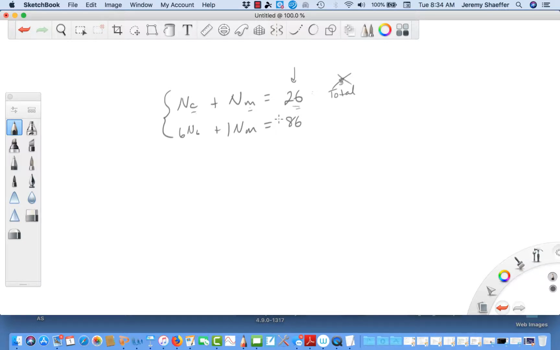Again, here's our setup. We can use elimination to do this. We can use substitution to do this. It doesn't matter which we go with. I think this one's going to be easy to do with elimination, because this is 1. We can multiply by -1 here, and we can get a new problem. It'd be -1 number of cod minus 1 number of mussels equals -26. The bottom stays the same.